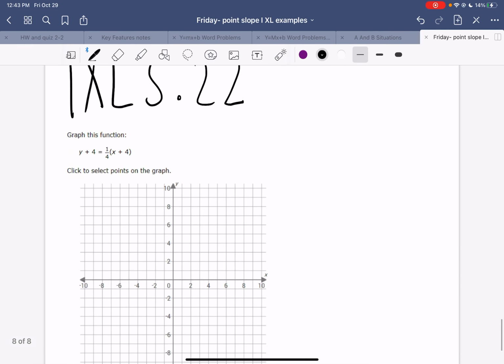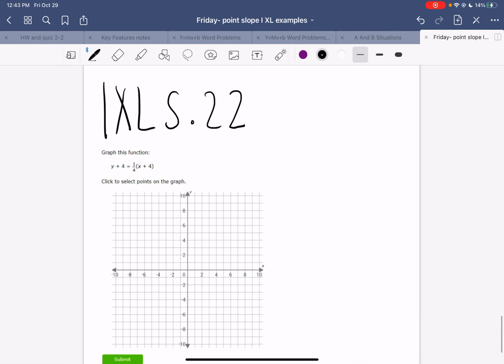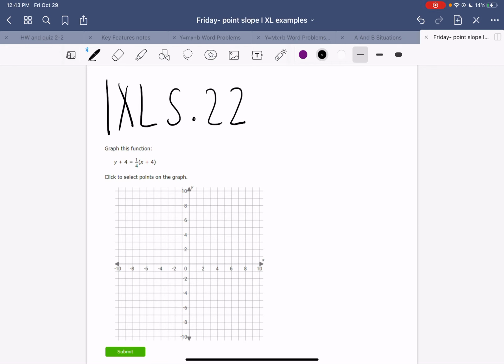And the last one is S.22. So you should get one that looks like this. Again, S.22. I think in 4th period, 4th, 6th, and 7th, the correct order is this video, but in 2nd and 3rd, they're in different orders. So make sure you're looking at the right IXL before you follow this video.